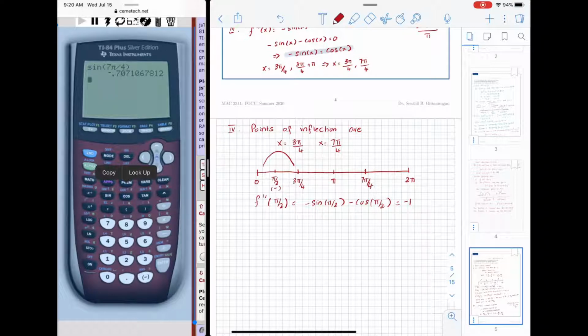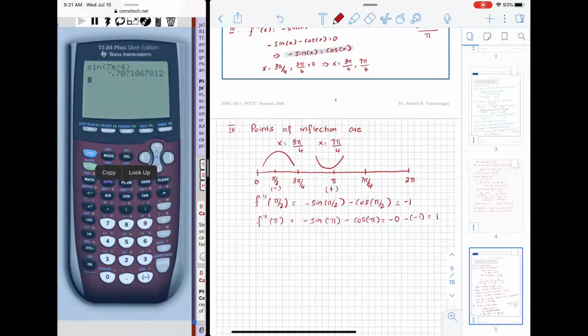We have to pick an easy number between 3 pi over 4 and 7 pi over 4, and that easy number is pi. It's right in the middle. So negative sine pi minus cosine pi. Negative 0, negative of negative 1 is positive 1. So we have a positive value here, so it has to be concave up.